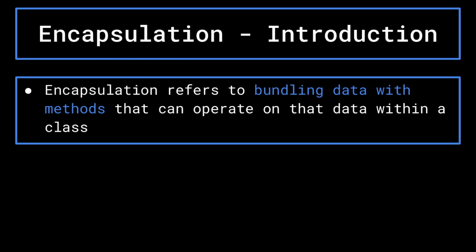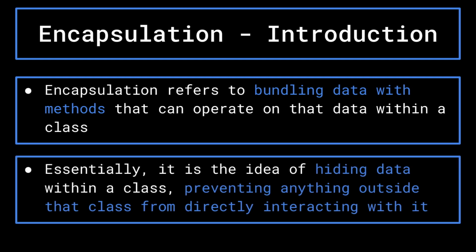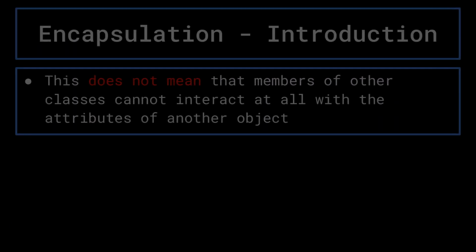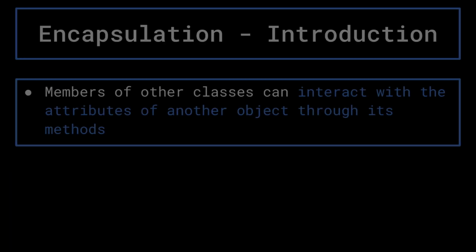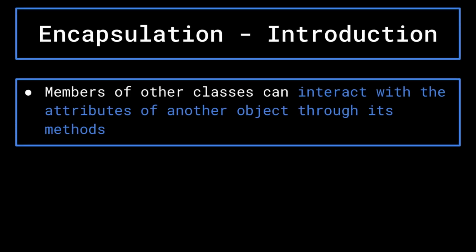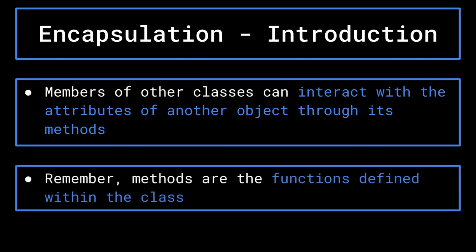Encapsulation refers to bundling data along with methods that can operate on that data within a class. Essentially, it's the idea of hiding data within a class that anything outside that class cannot directly interact with. That is not to say that they are unable to interact with a separate object's attributes at all, however. Instead, members of other classes looking to interact with the attributes of an object should only be able to do so through its methods, or the functions defined within the object or class.